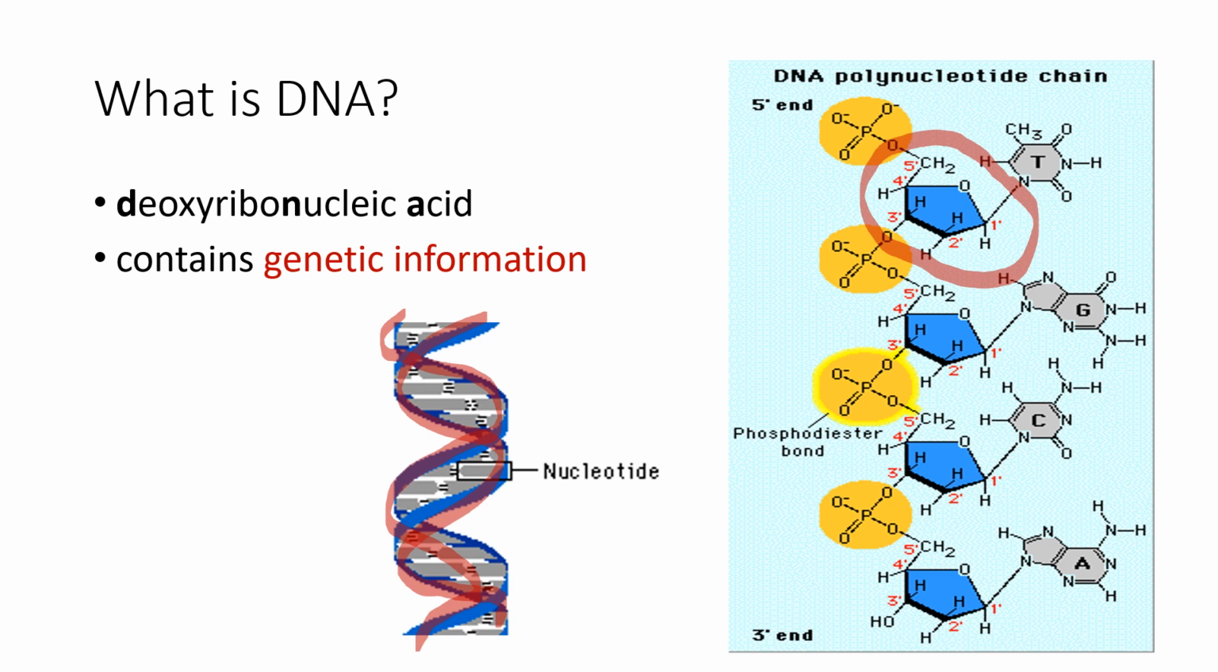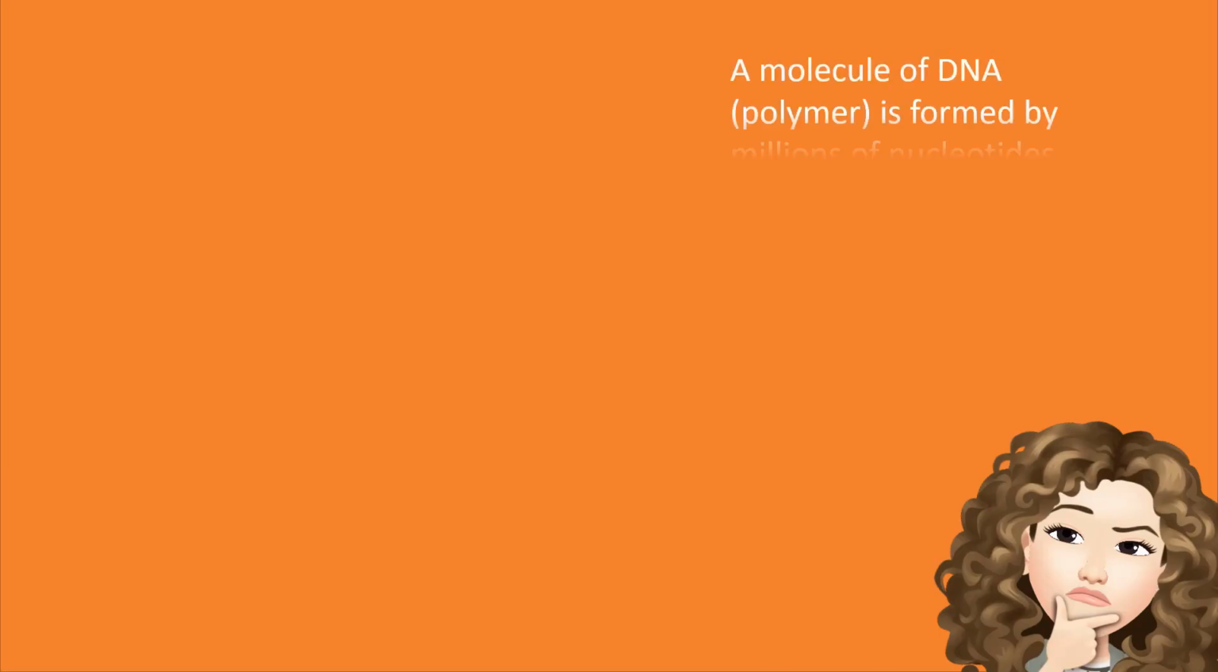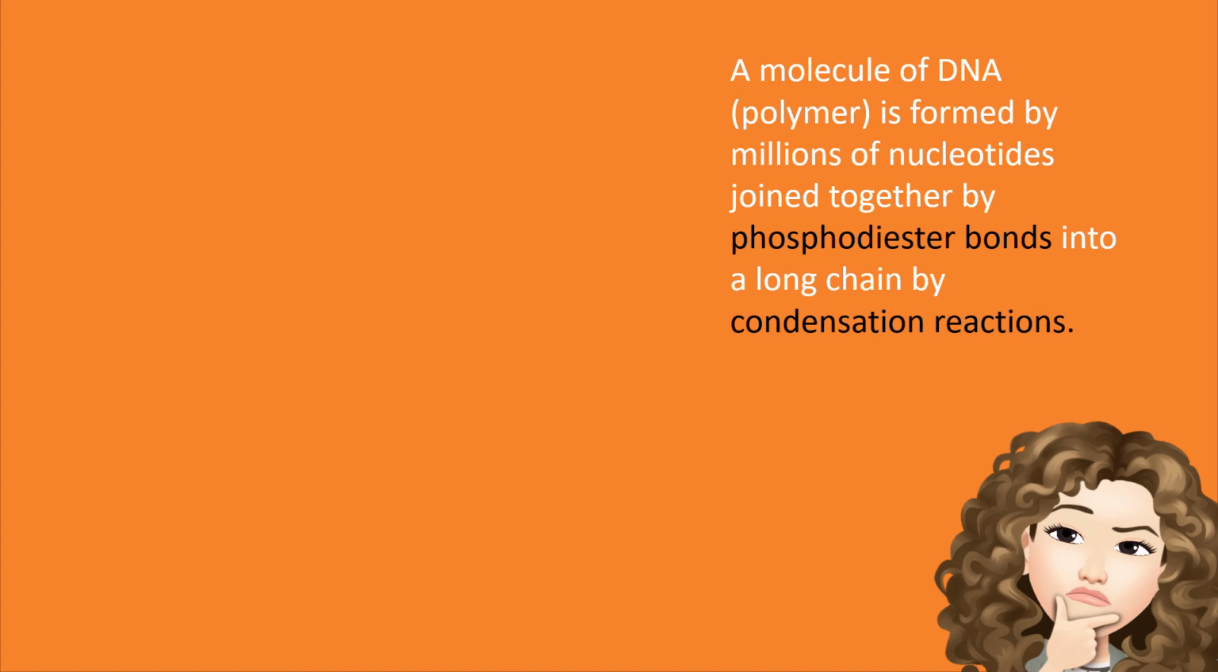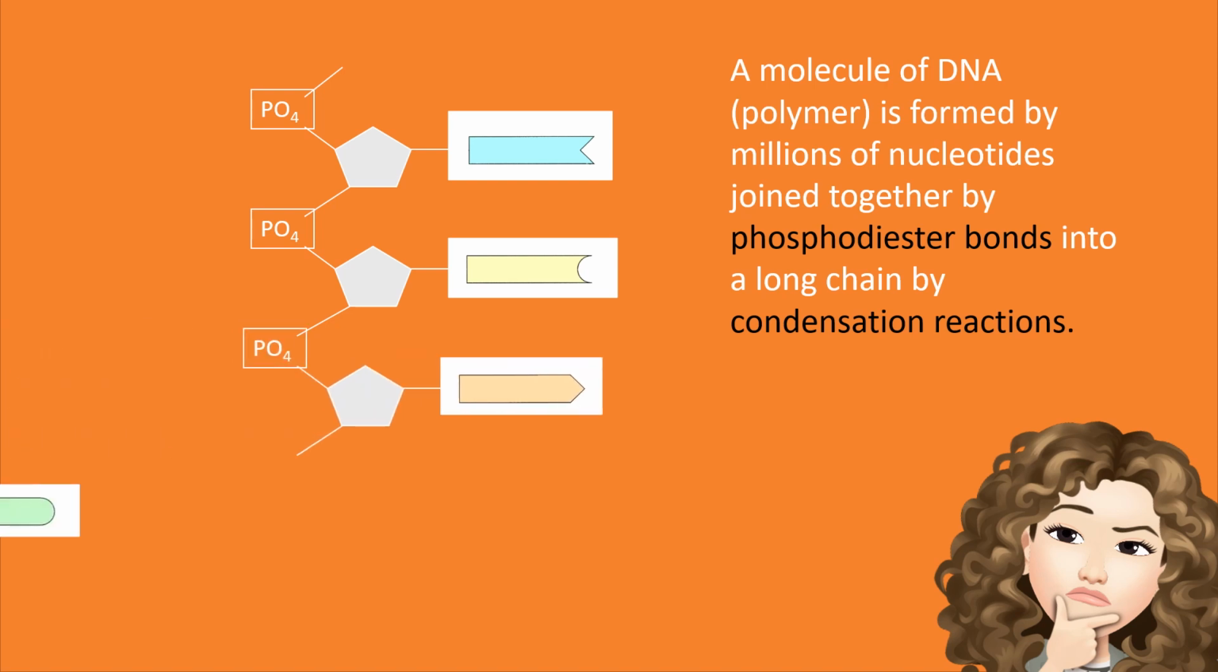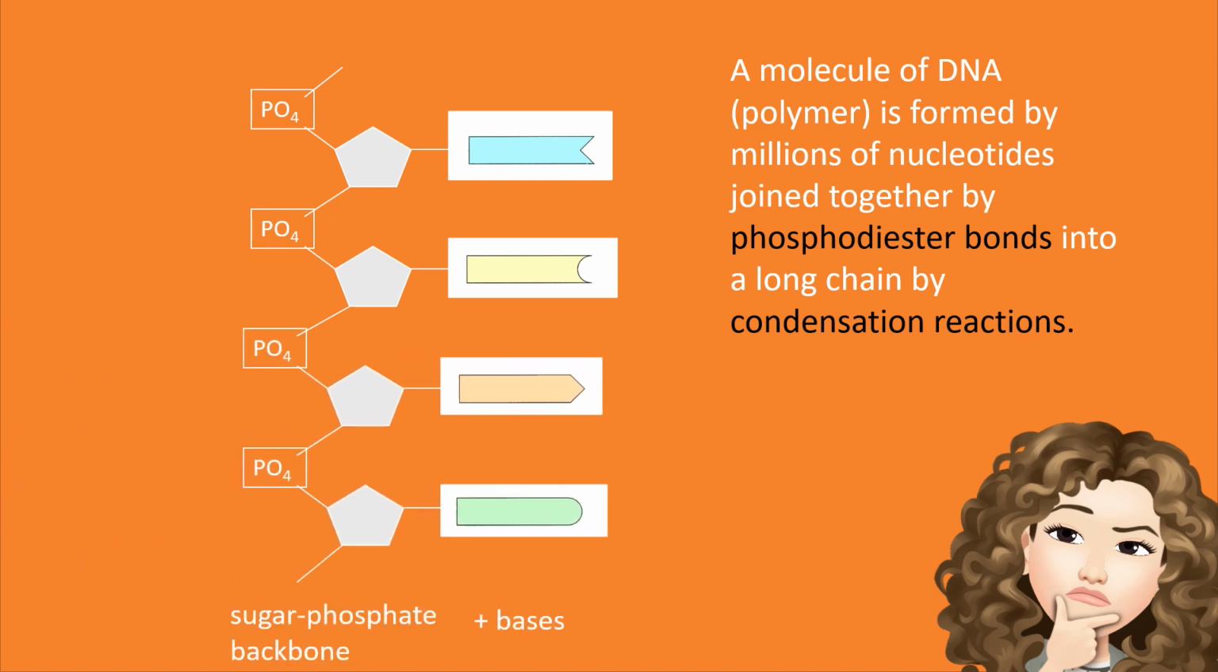The specific base pairing for DNA is adenine, thymine, and guanine, and cytosine. As a review, our nucleic acids are formed by millions of nucleotides joined together by phosphodiester bonds. So this is through the condensation reaction. This one strand of nucleic acid here is called the primary structure.